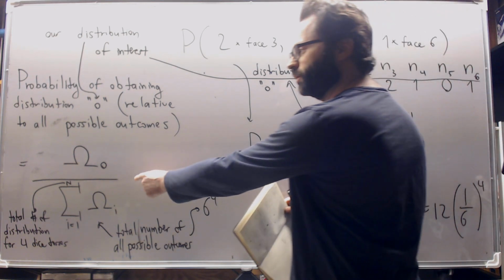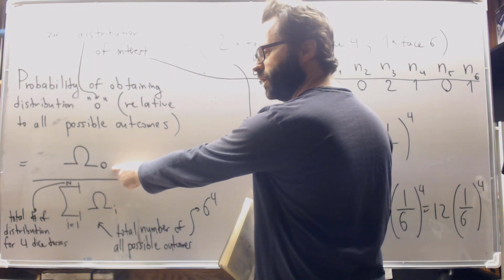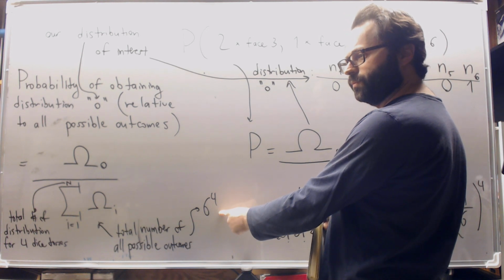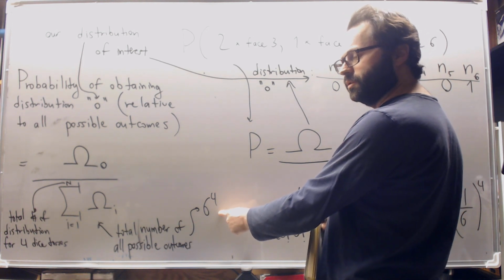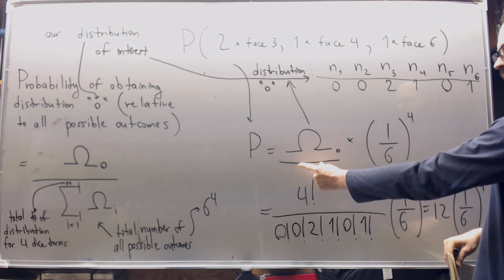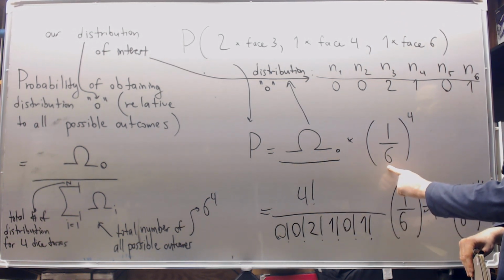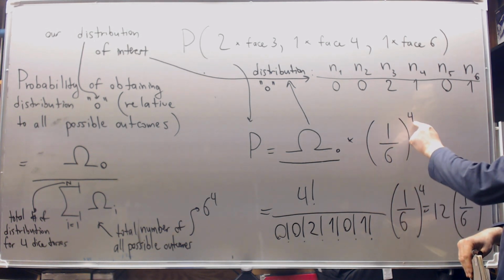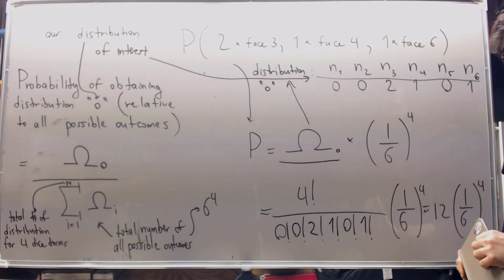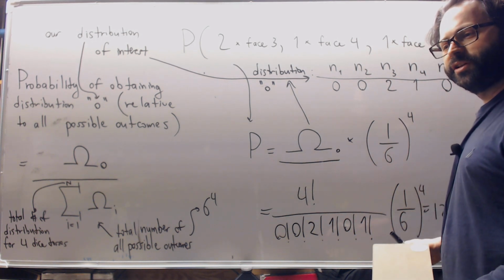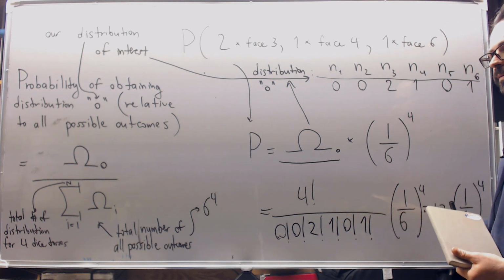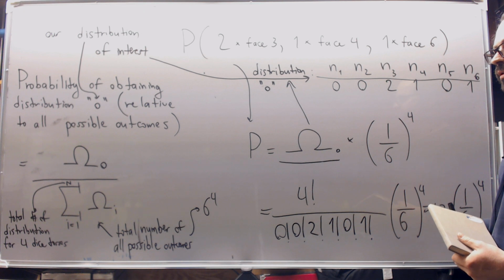So what this formula looks like is omega naught, the statistical weight for our distribution of interest, divided by 6 to the 4th, where this is the total number of outcomes. But check this out. Omega naught divided by 6 to the 4th, same as multiplying by 1/6 to the 4th. So the two answers are actually identical. But the reasoning that we apply is a little bit different. Not a lot, but a little bit different. And it's worth noting the two.